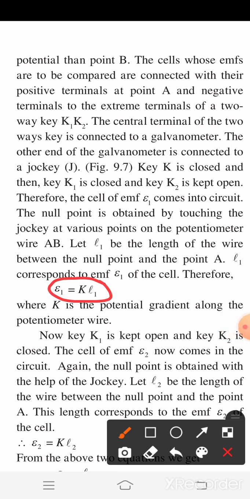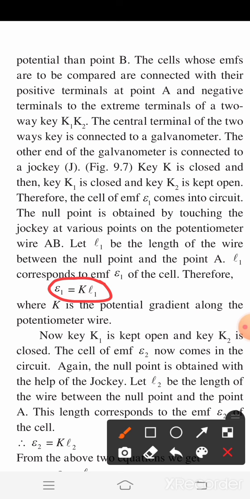Potential difference across any portion of the wire is directly proportional to the length of that portion. Therefore, the potential difference, which is the EMF, is E1 equal to K into L1, where K is the constant known as the potential gradient along the potentiometer wire. Potential difference per unit length is known as the potential gradient, denoted by the symbol K. Therefore, E1 is equal to K L1.